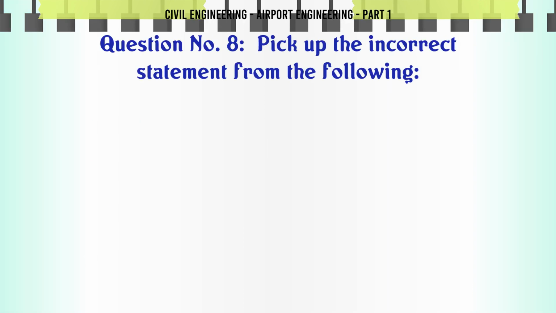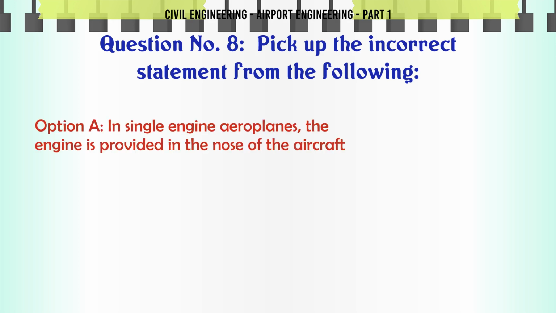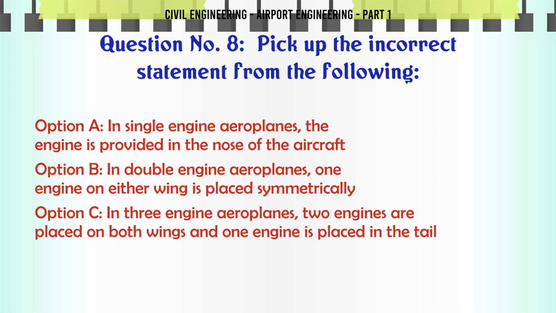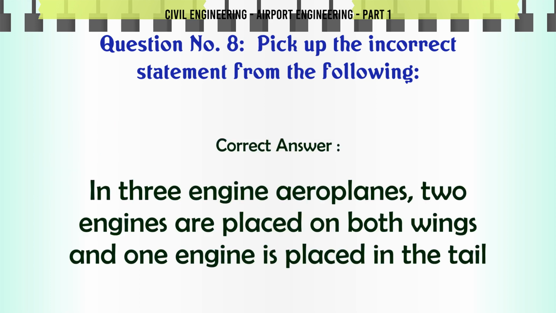Pick up the incorrect statement from the following. A. In single-engine aeroplanes the engine is provided in the nose of the aircraft. B. In double-engine aeroplanes one engine on either wing is placed symmetrically. C. In three-engine aeroplanes two engines are placed on both wings and one engine is placed in the tail. D. None of these. The correct answer is in three-engine aeroplanes two engines are placed on both wings and one engine is placed in the tail.